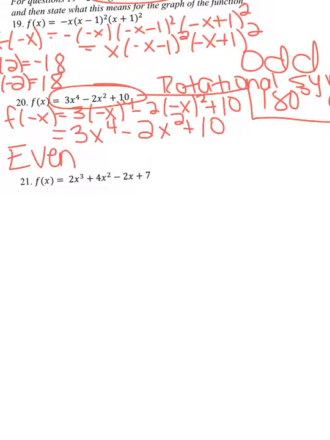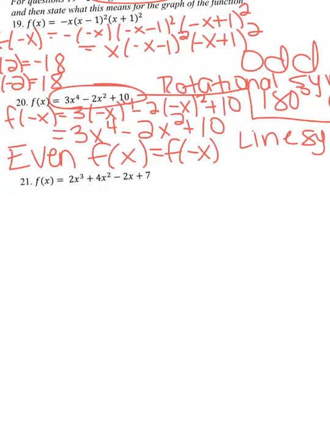If you didn't know what that means, though, again, you can plug in any number other than 0, as long as you don't get 0, and then you plug in the negative. So this is even, meaning that f of x is equal to f of negative x, meaning that there is line symmetry around the y-axis. That's what an even function is.